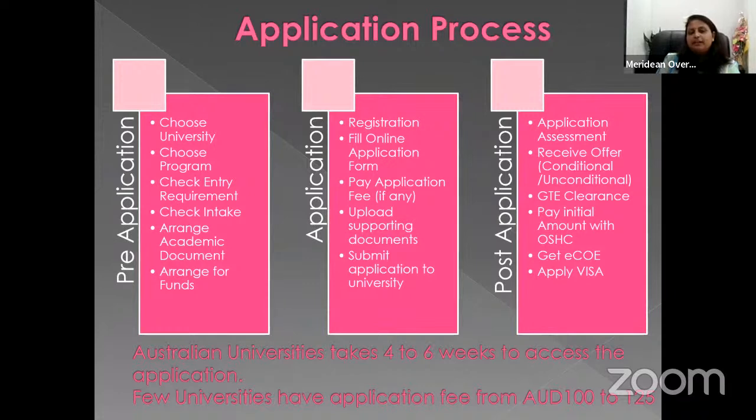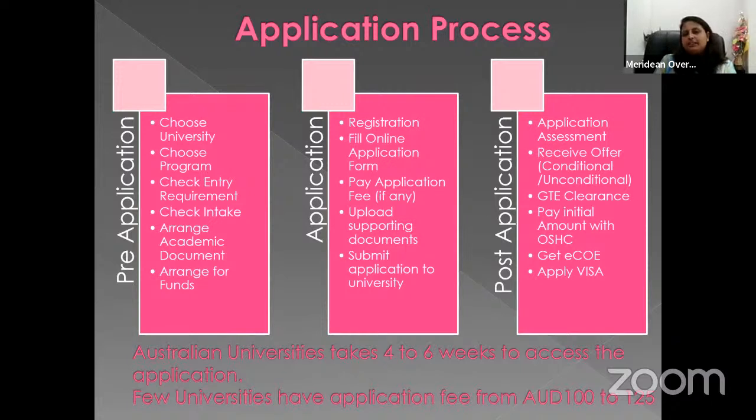As I told you, you have to apply early to get all things done on time. Here I have divided the whole application process into 3 parts: pre-application, application, and post-application. Pre-application includes choosing a university as per your profile, choosing a program, checking the entry requirements, checking the intake, arranging academic documents, and arranging funds. Arranging funds means that when you are converting your conditional offer into unconditional, you have to clear GTE. So to clear GTE, definitely you have to make arrangements of funds.